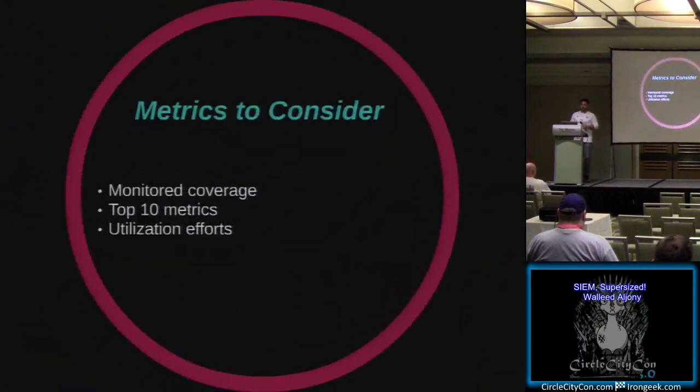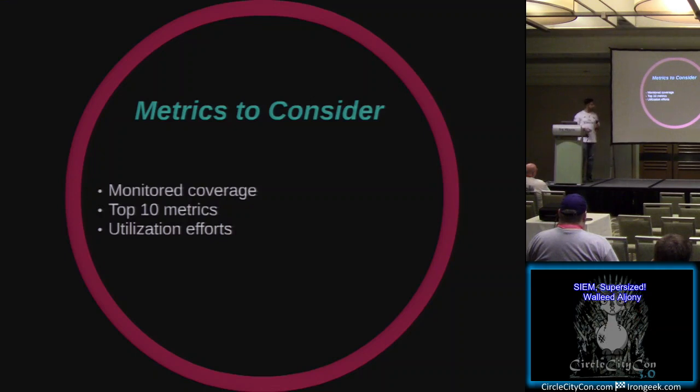Some metrics to consider would be your monitoring coverage. One of the things that people see is if you're plugging in two assets within a SIM deployment, then your environment is very quiet. You're not getting a full picture. If you just have a firewall logging to a SIM, you're not going to get a full picture of what's happening within the actual network.